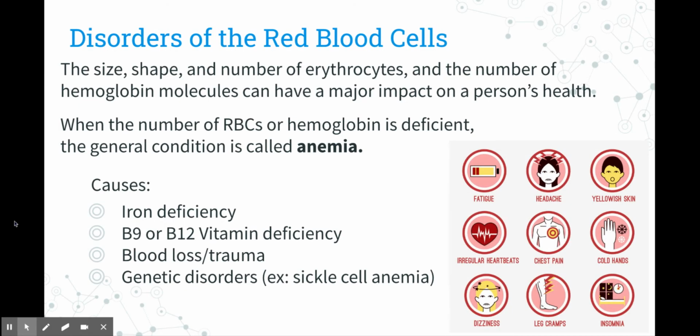Now, common disorders of the red blood cells are generally called anemia. Anemia is when there are a low number of red blood cells or a deficiency in the hemoglobin. Sometimes this is also called iron deficiency, but that's actually only one type of anemia. It can be caused by diet, by blood loss, by vitamin deficiencies, or a number of genetic disorders that can also cause anemia.